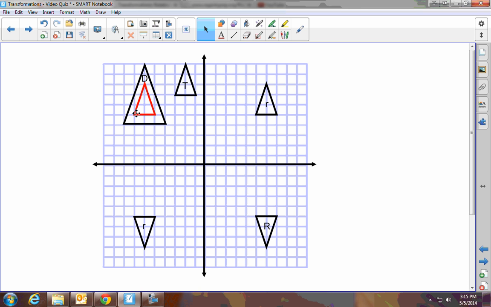A translation or a slide would be an example of this figure. We took the red pre-image and we slid it over a couple spaces, and it looks like 4 over and 2 up. So that's a translation. A rotation is located down here. We took the red triangle and we rotated it all the way around 180 degrees, and it ends up here on the opposite side and upside down. And last, the bigger triangle is a dilation. That means we enlarge or make smaller the original image. In this case, we enlarge the pre-image.